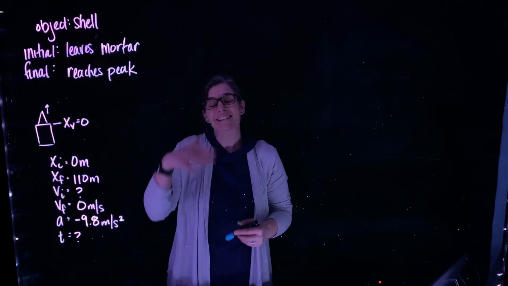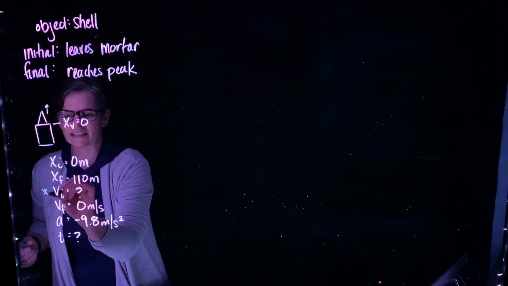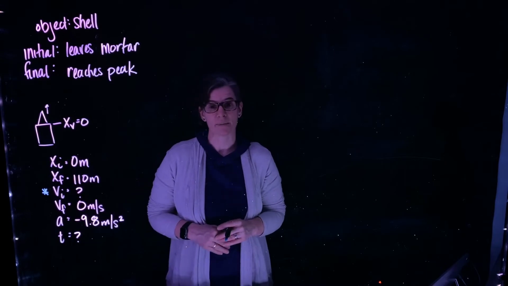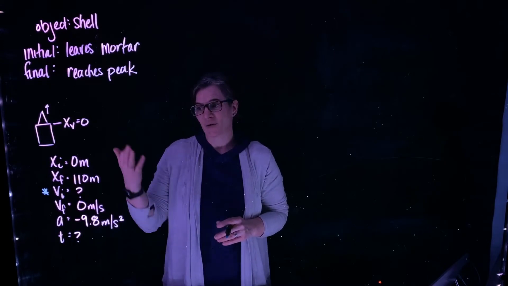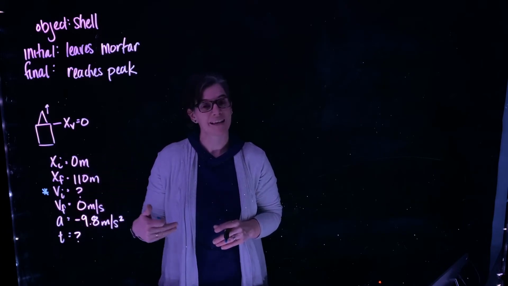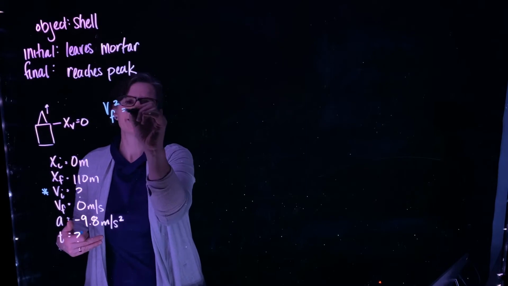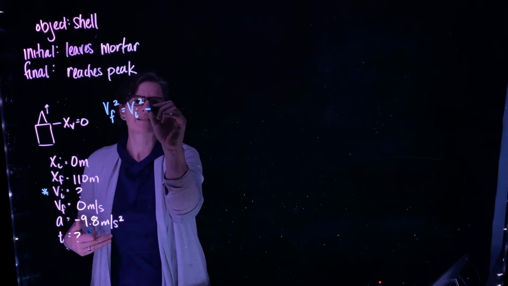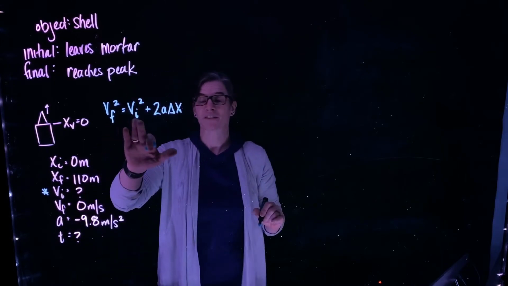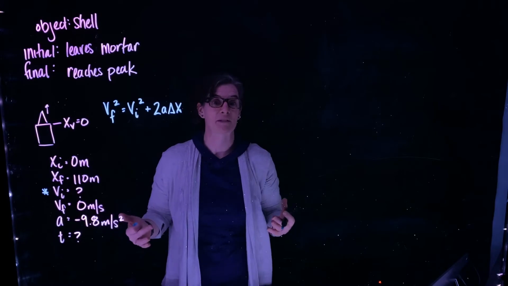So part A asks us how fast is it going when it leaves the mortar. And so we're really interested in the initial velocity as it relates to the motion I've described. I don't know time and I don't know initial velocity, but I know everything else. So the equation that's going to help us the most in this case is the one that tells us that the final velocity squared is equal to the initial velocity squared plus 2 times the acceleration times the displacement.